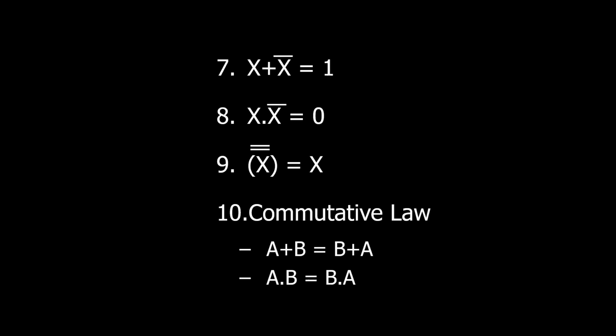The ninth rule is important. That's called the double complementation. That is, if you take a variable and complement it twice, then you will get the original variable back again. Therefore, x double complemented will be equal to x itself. Rule number 10 is the commutative law. That is, we can change the position of the variables over an operation. As an example, A OR B is the same as B OR A. Similarly, the AND operation of AB is the same as the AND operation of BA.